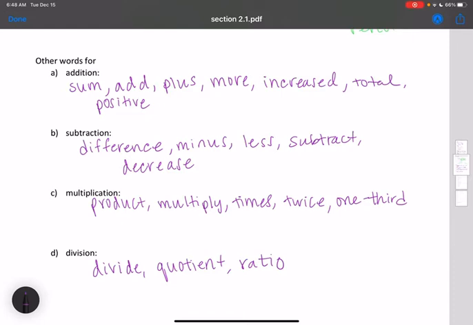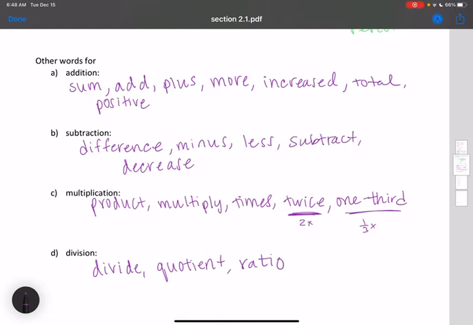All right, so for subtraction: difference, minus, less, subtract, decrease. I think all those are pretty clear. Multiplication is product, multiply, times. Twice, this is probably one you didn't come up with. But later on today, we'll be doing things like it might say make an expression for twice the number. What that would look like is 2x, so twice the number. So that's why I put in twice. Or you might even see it with a fraction like 1/3. So 1/3 of a number would mean to go ahead and multiply.